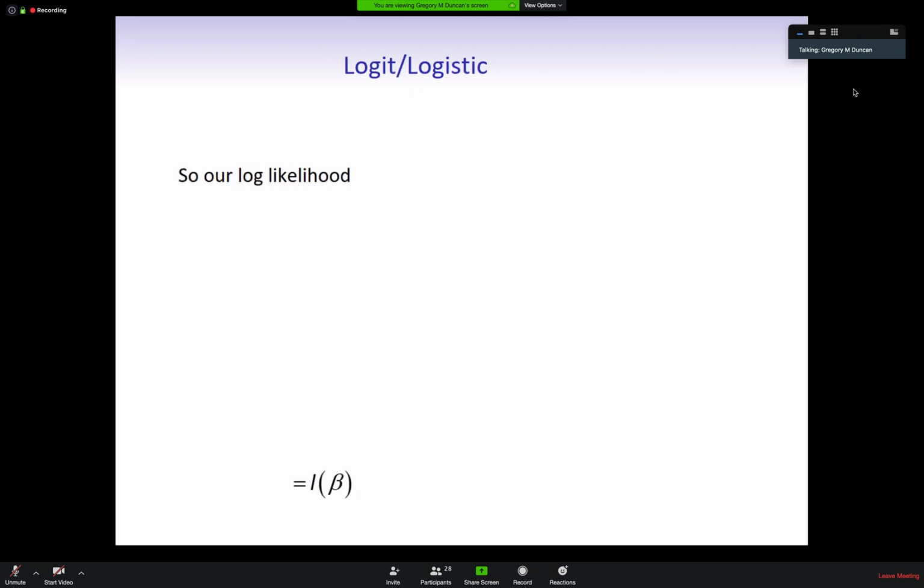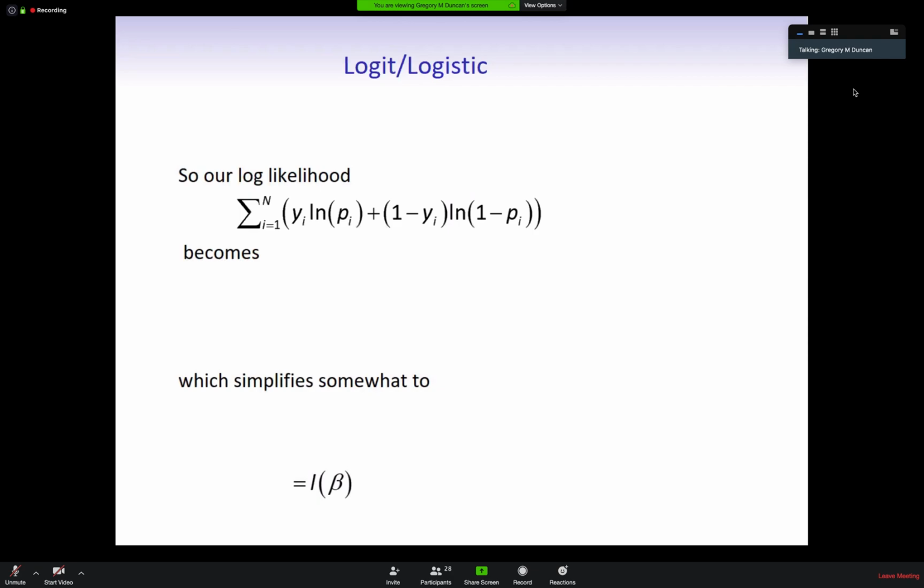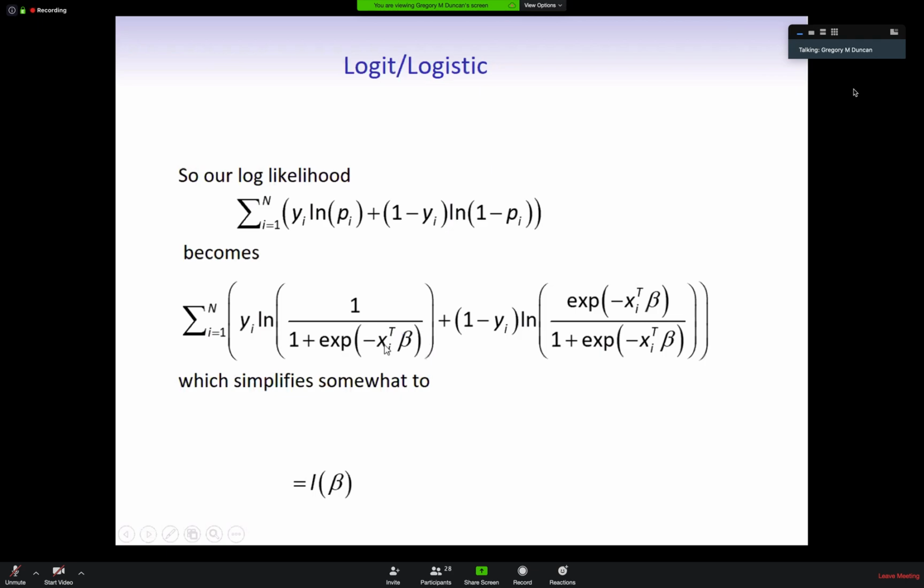Darn it. So our log likelihood, remember what the log likelihood is. It's yi log pi plus (1 minus yi) log (1 minus pi), summed over the i's. And in the saturated case, these pi's are different for every observation. Now we're adding some structure. We're saying that the pi depends upon the data in this way.